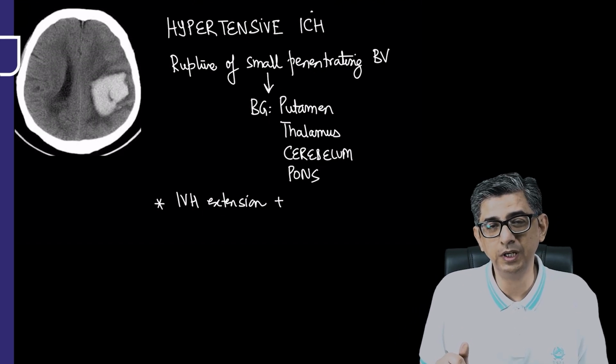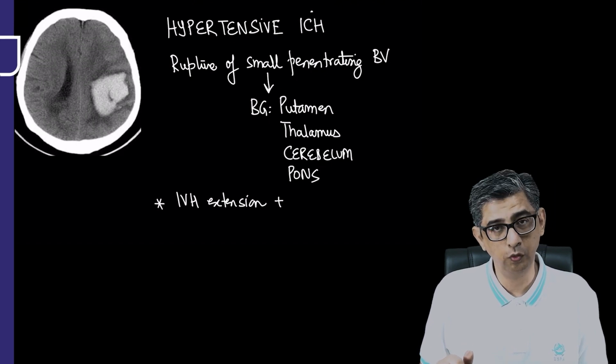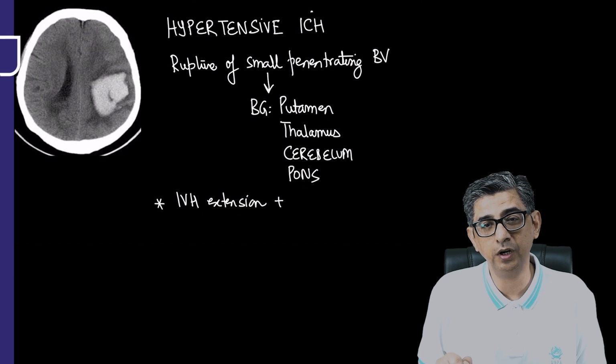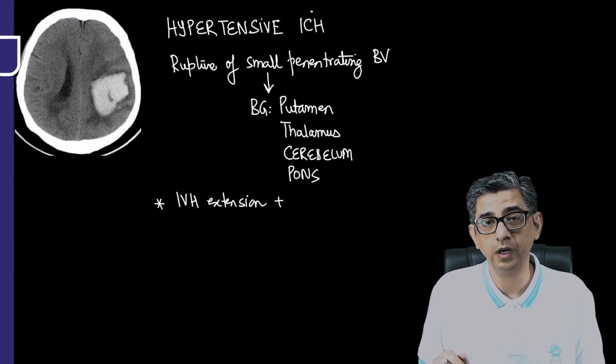Trauma is obviously understandable. I said polyarteritis nodosa and lupus are important causes. But overall, if intraventricular extension is occurring in a person, then it is an extension of an intracerebral bleed due to hypertension.